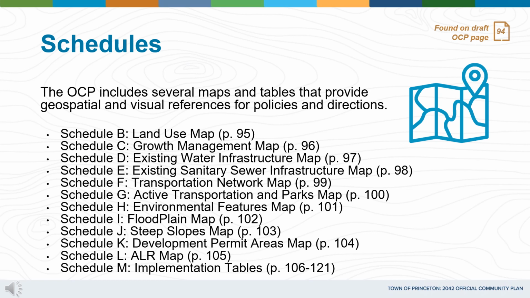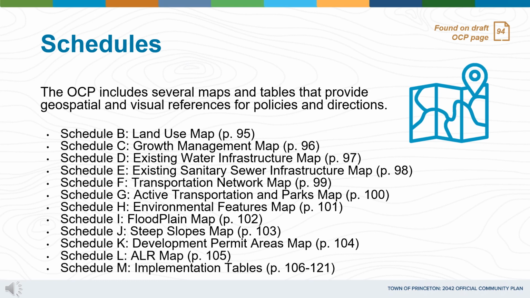The OCP includes several maps and tables that provide geospatial and visual references for policies and directions. These include Schedule B, Land Use Map, Schedule C, Growth Management Map. Schedule D, Existing Water Infrastructure Map. Schedule E, Existing Sanitary Sewer Infrastructure Map. Schedule F, Transportation Network Map. Schedule G, Active Transportation and Parks Map. Schedule H, Environmental Features Map.